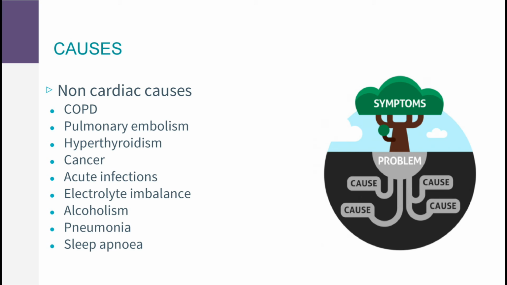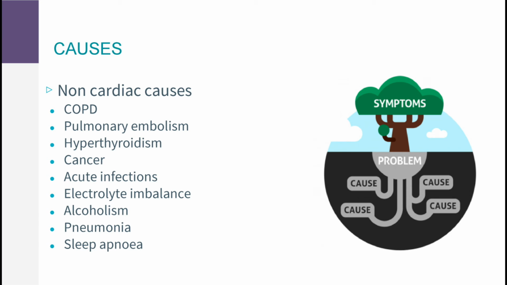COPD during its acute exacerbation is an independent risk factor for developing AF, especially in those patients who show P pulmonale on ECG. Hypoxia and hypercapnia are believed to render atrial musculature prone to AF.